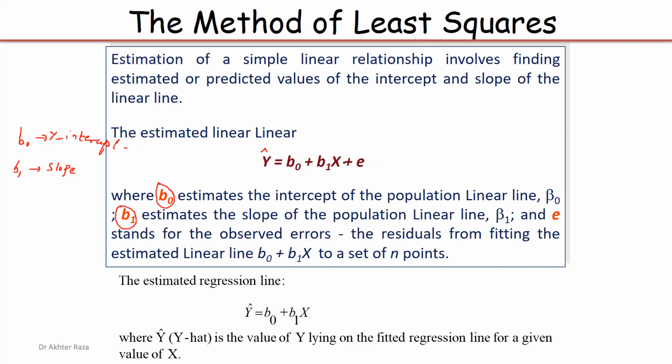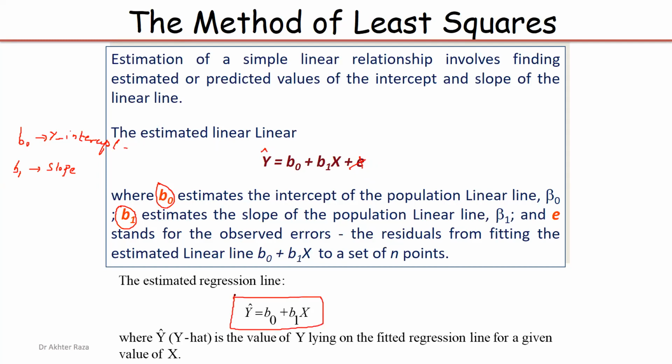Whenever I place a cap, error will be minimized. If I remove the cap, then there will be the error. If I place a cap, then the error will be zero. Why will the error be zero? Because the cap comes after taking the mean, and the mean of error becomes zero. So this is called the estimated model.